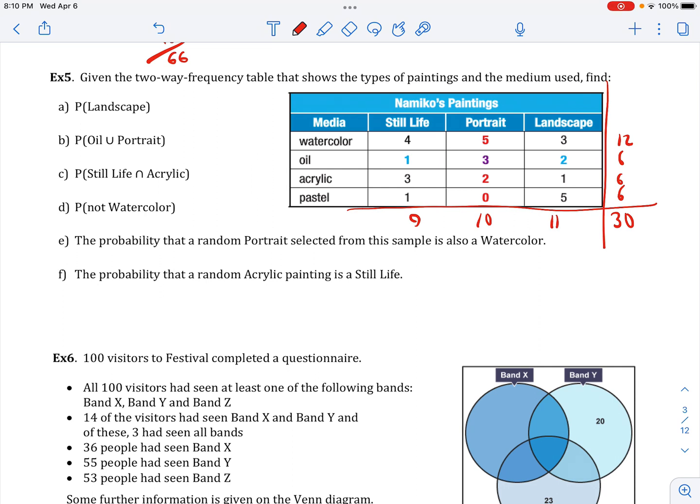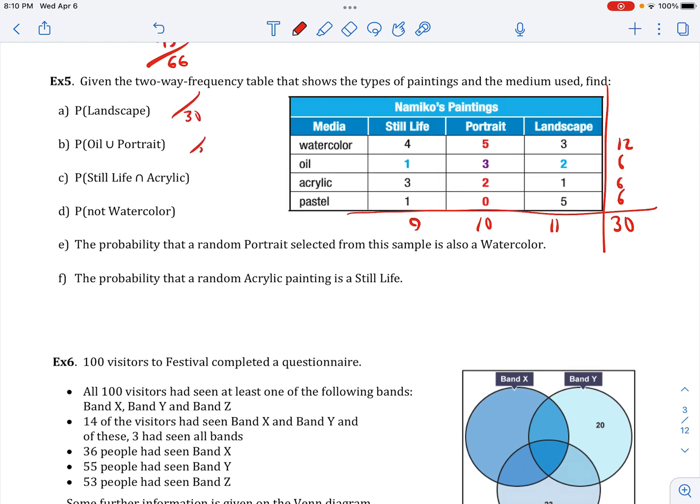Okay. What's the probability? If you just take a random painting out of the whole thing, this is going to be out of 30 on all of these. What's the probability, because they didn't say given that, what's the probability it's a landscape? Landscapes are 11.